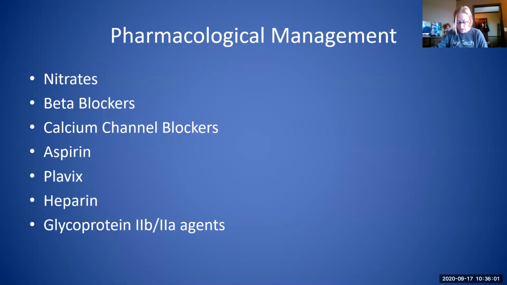The other thing with your nitrates, so we know that we give it stacked. We give it once every 5 minutes times 3, sublingual or spray, depending on what type is at your facility. But what are some things that we need to be aware of with our nitrates that we need to monitor or know, just in general?